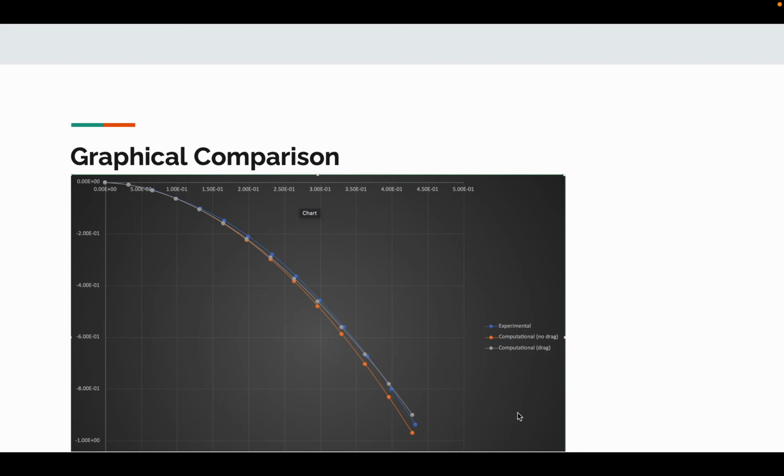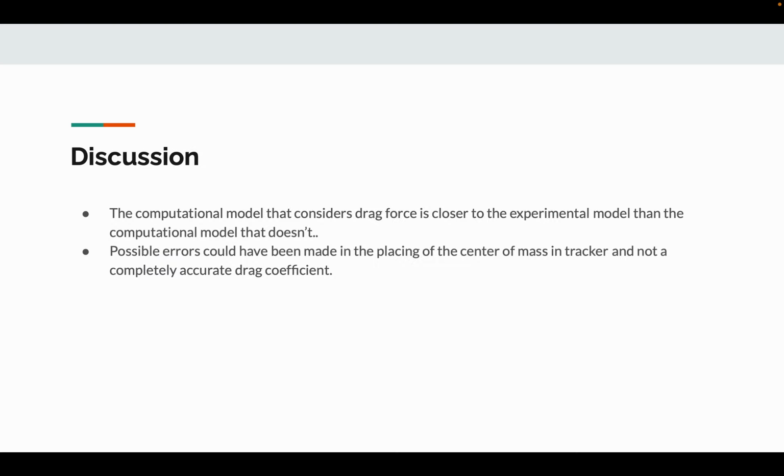Now we compare our models. In orange, we have the computational model with no drag. In blue, we have the experimental model. And in gray, we have the computational model with drag. For our discussion, we can see that the computational model that considers drag force is closer to the experimental model than the computational model that doesn't. Possible errors could have been made in the placing of the center of mass in Tracker and a not completely accurate drag coefficient since it was calculated with trial and error.